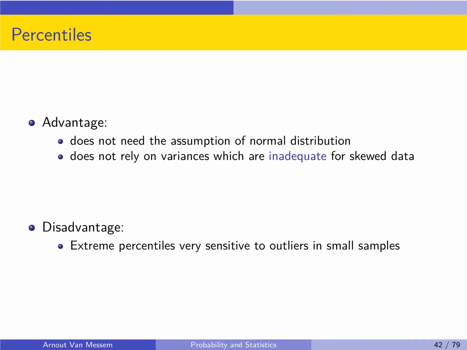Furthermore, it also does not rely on the variances, which are anyway inadequate for skewed data, because your variance only makes sense, only gives you a good idea of a distribution spread if the data are symmetrical. So the advantage is that it is a freer way to find the reference interval. The disadvantage is that extreme percentiles are very sensitive to outliers in small samples, and so it is possible to get reference intervals which will be enormously large.